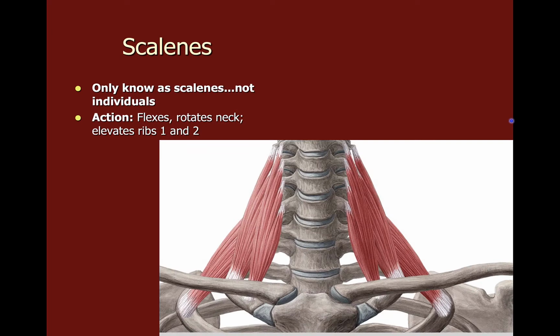Next is our scalenes. There are individual muscle names that make up this group of muscles. You only need to know them as the scalenes. What do they do? They flex and rotate our neck, but they can also elevate ribs 1 and 2, and so you can see them inserting down here on these first 2 ribs.